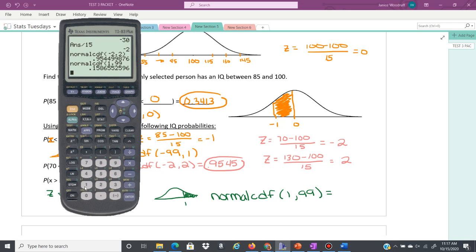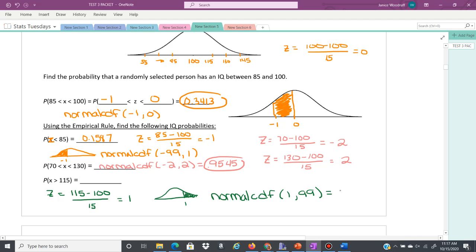And that will give us 0.1587 again. Okay, so this one's going to the right of 1, this one was going to the left of 1, but it's the same probability, because it's still the same area on the chart, just going in different directions.